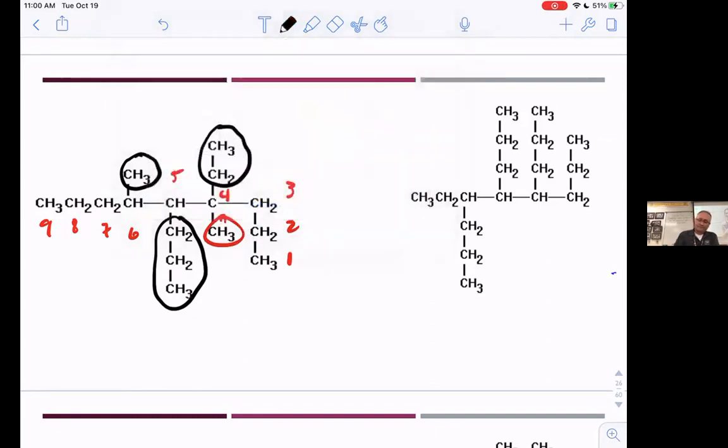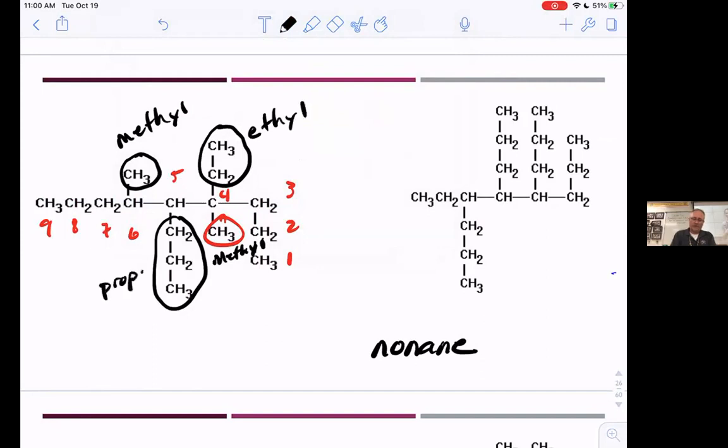So we'll go 1, 2, 3, 4, 5, 6, 7, 8, 9. So 9, the prefix is non. So I'm going to put non. They're all single bonds, so nonane. Don't need to number by double bond. I've got a methyl group here and a methyl group here. 2 carbons is an ethyl group here, and 3 is a propyl group here. So alphabetically, propyl will be the last one, so I'll put it on there.